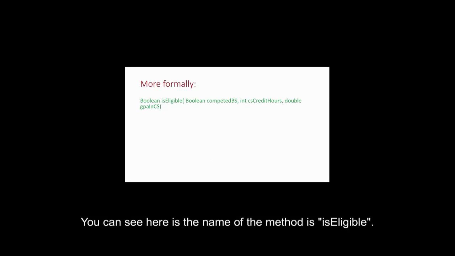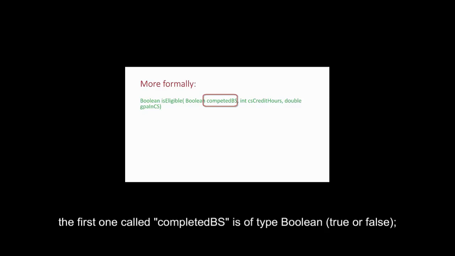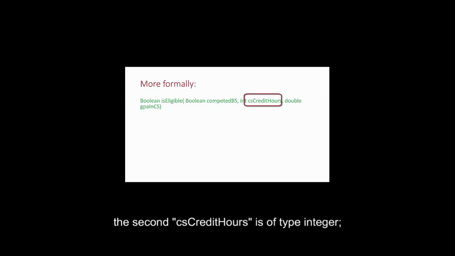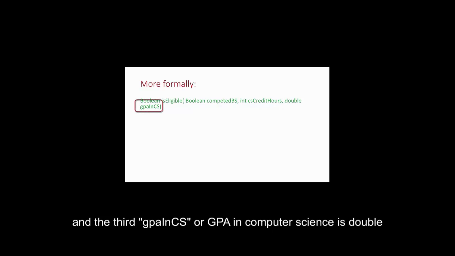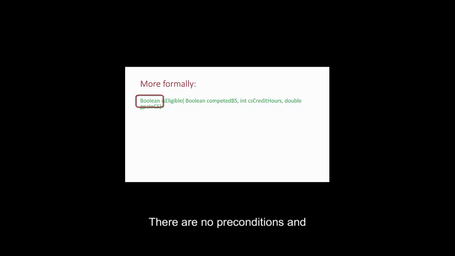Here's how we can state that a little more formally. You can see here is the name of the method, isEligible. It has, as you can see, three parameters. The first one, completedBS, is of type Boolean, true or false. The second, CSCreditHours, is of type integer. And the third, GPAinCS, or GPA in computer science, is double. And notice also that the return type is Boolean. So this method will either return true or false.